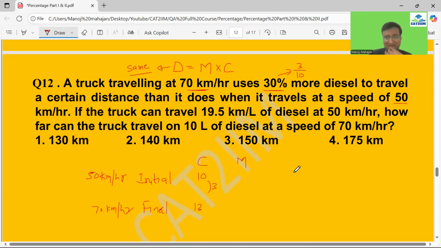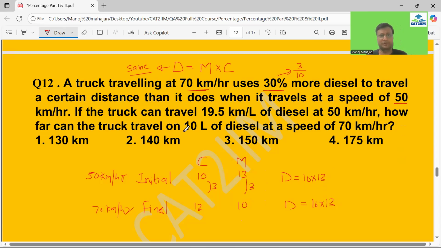Again, the distance is the same, so 10 into 13, I'm taking the LCM of these two numbers out here. So mileage, if I calculate, 130 divided by 10, I would get 13. And this divided by 13, I would get 10. So 3 is the difference out here.